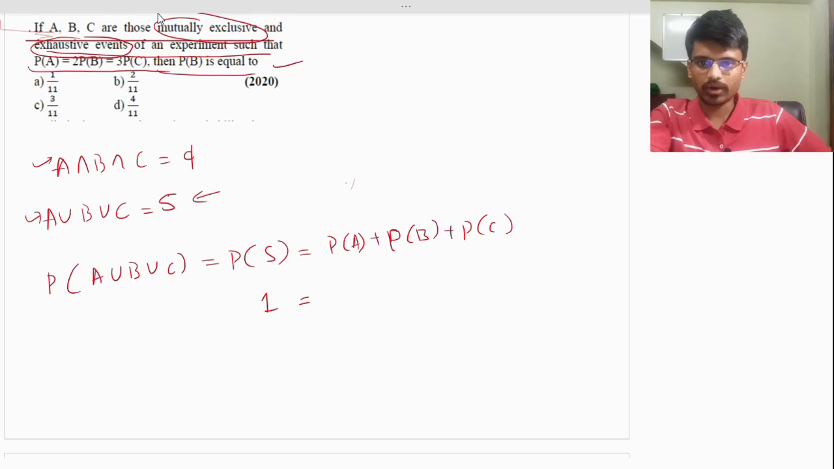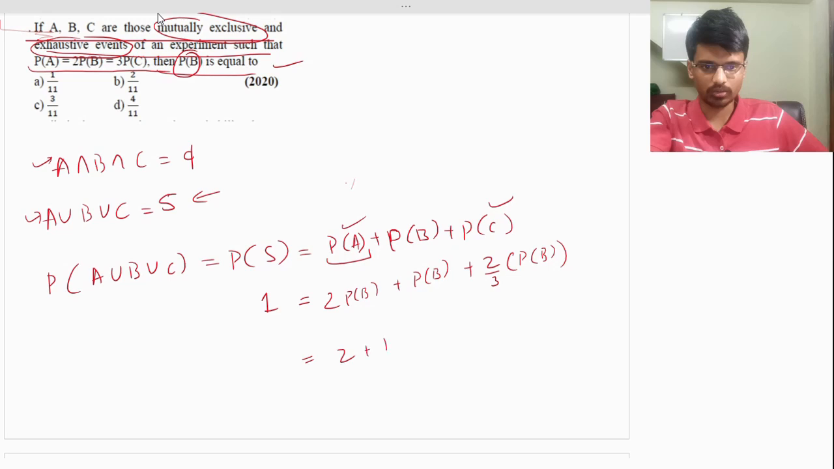So we need to find out the value of P of B. So we'll write all of them in terms of P of B. We'll write P of A in terms of P of B. This is 2 times P of B plus P of B. So my P of C is 2 by 3 times P of B, right? So what have I got now? 2 plus 1 plus 2 by 3 times P of B. 3 3s are 9, 9 plus 2 is 11 by 3 times P of B. So my P of B is nothing but 3 by 11.